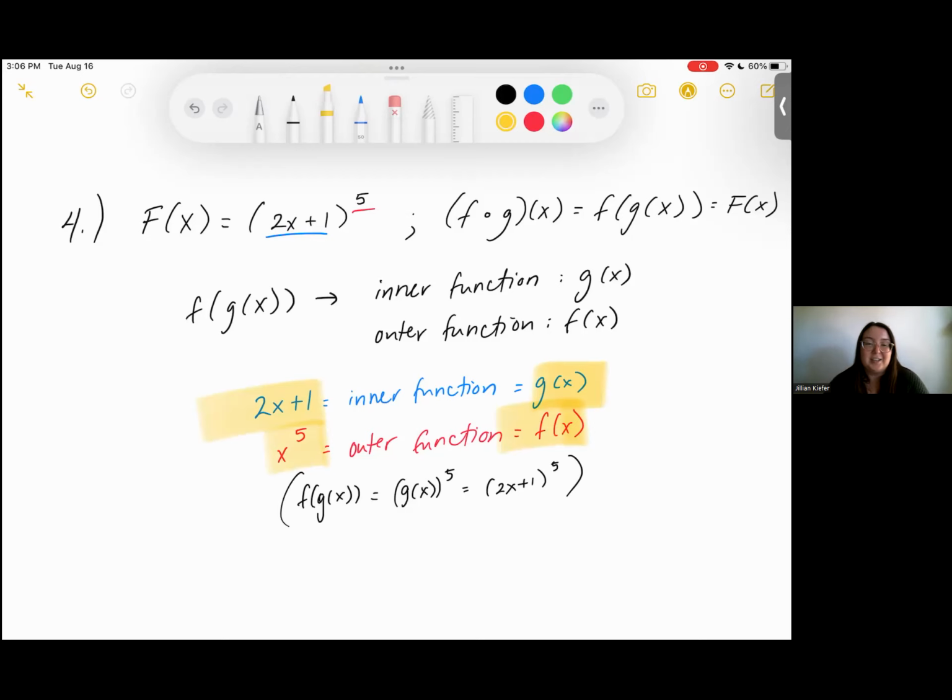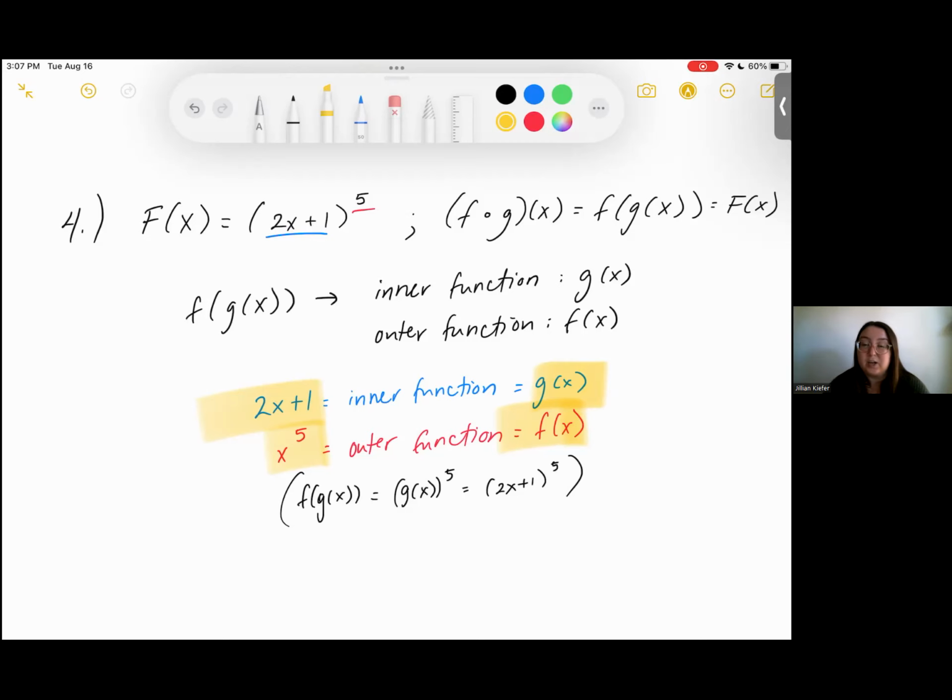Another version that you could have had for this that is also correct would be your inner function being just 2x, and having your outer function, or f of x, be x plus 1 to the power of 5, because you would replace that x with g of x being 2x. So that's another correct answer. And like I said, there are many other correct answers to this problem, but what we just went over was the most basic one that we can think of.